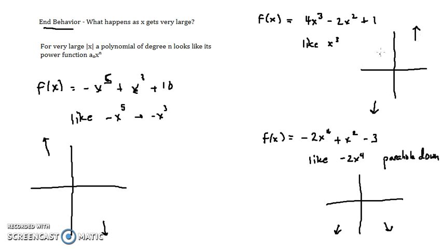This is our x cubed end behavior. This is our negative x cubed end behavior. Okay, so that gives us our 4 possibilities. We've got odd and even, positive and negative, and those are the 4 end behaviors that we're going to have.